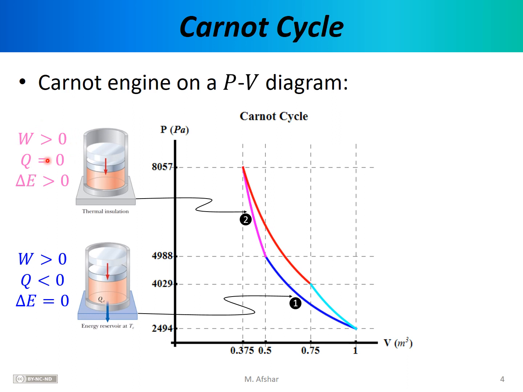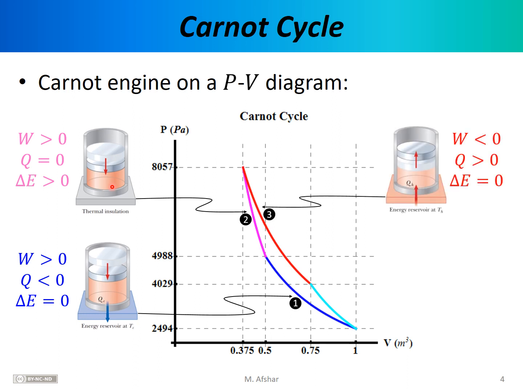According to the first law of thermodynamics, delta E is equal to W plus Q. Therefore, in this case, delta E is positive, meaning that the thermal or internal energy of the system increases in this second step. The third step is an isothermal expansion.